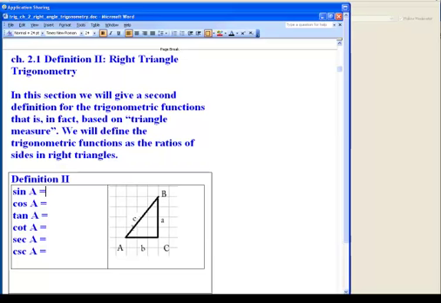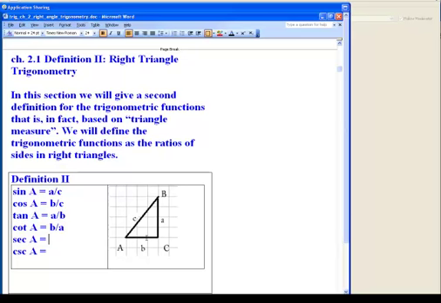Sine of the angle A is defined as the opposite over the hypotenuse, so A over C. Cosine A is the adjacent over the hypotenuse, B over C. Tangent is the opposite over the adjacent, A over B. And cotangent, of course, is the reciprocal of the tangent, so B over A.